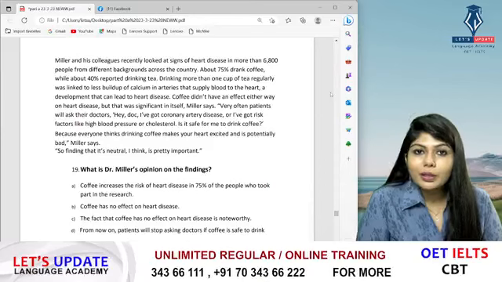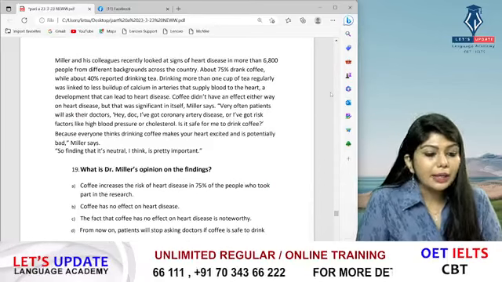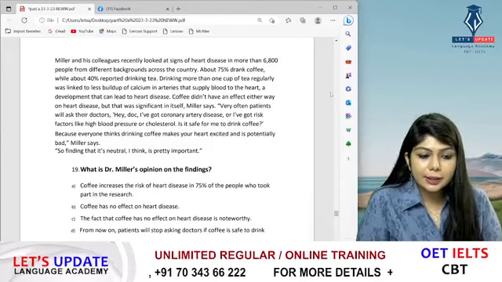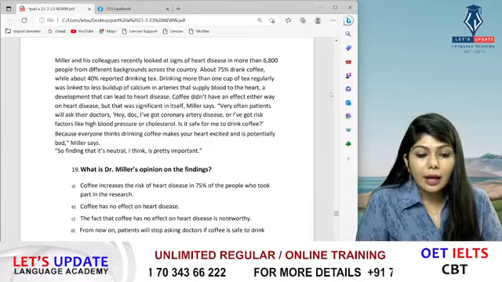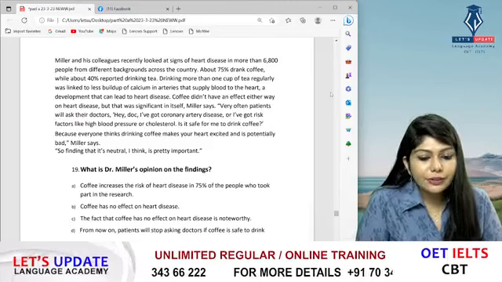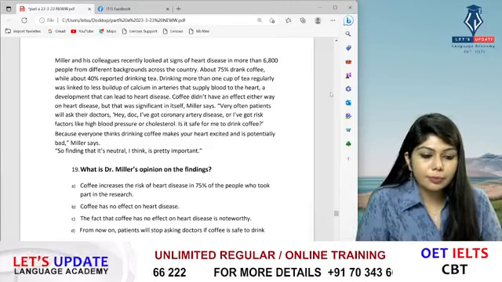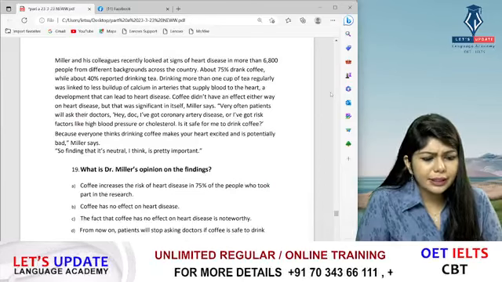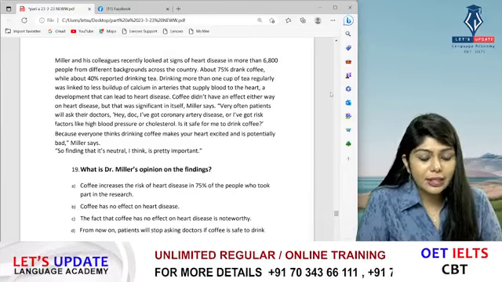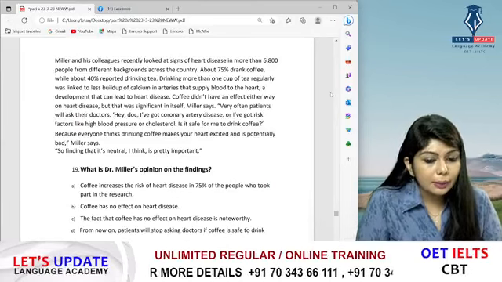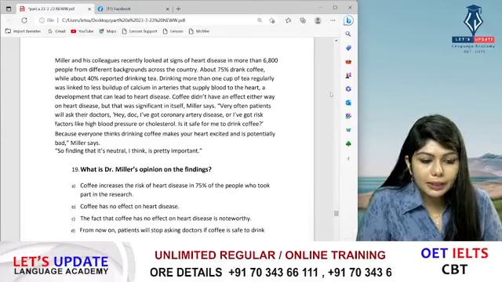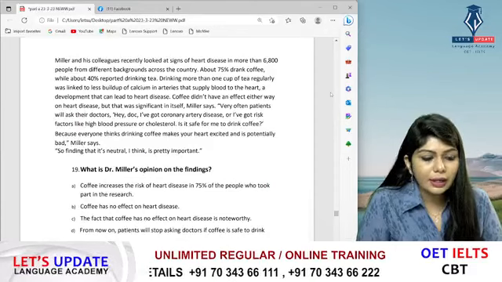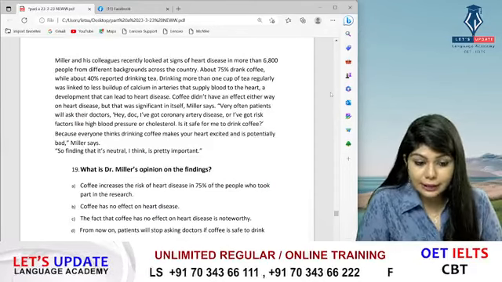Okay, so I'll read the text. Miller and his colleagues recently looked at signs of heart disease in more than 6,800 people from different backgrounds across the country. About 75% drank coffee, while about 40% reported drinking tea. Drinking more than 1 cup of tea regularly was linked to less buildup of calcium in arteries that supply blood to the heart, a development that can lead to heart disease. Coffee didn't have an effect either way on heart disease, but that was significant in itself.